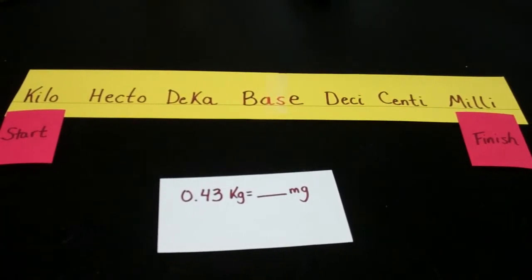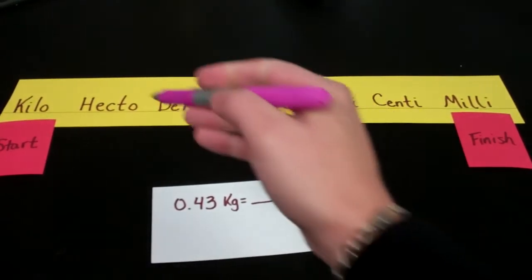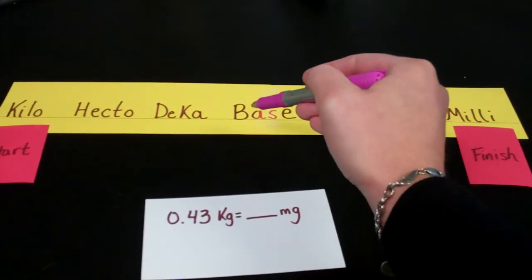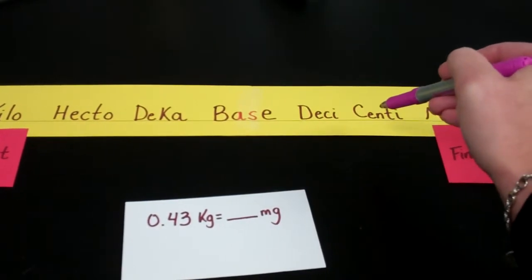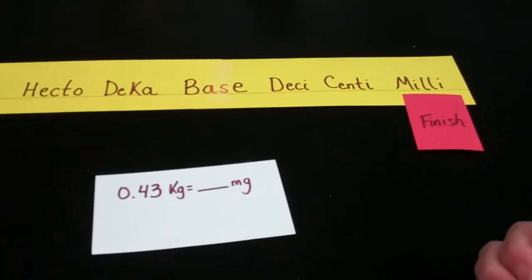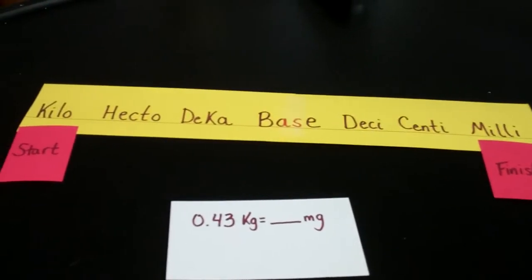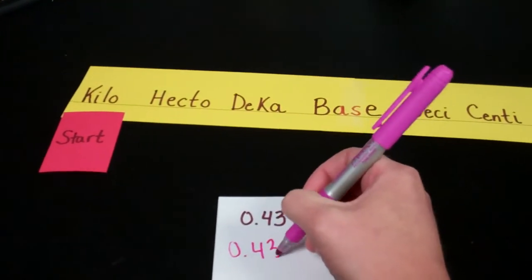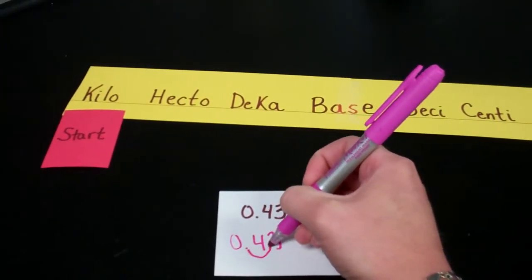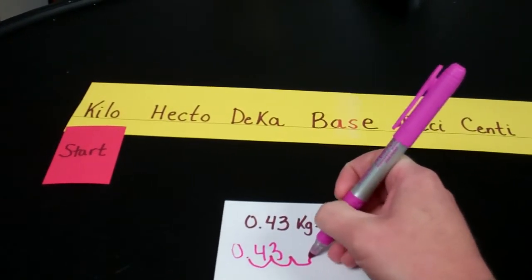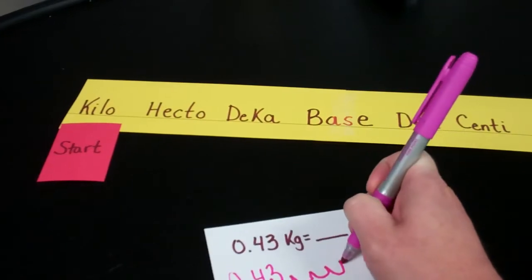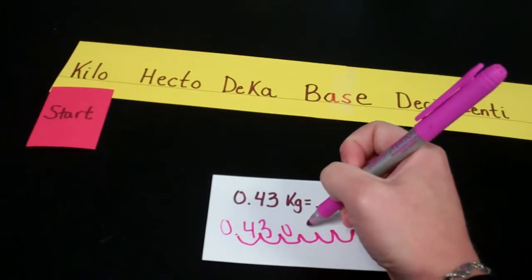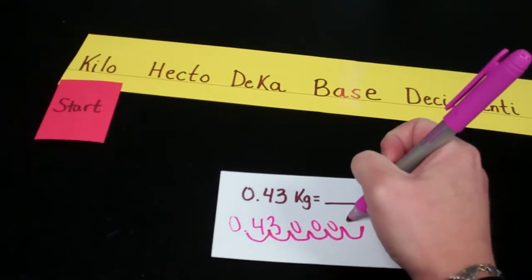So from start to finish, we would move to the right. How many places? 1 to hecto, 2 to deca, 3 to base, 4 to deci, 5 to centi, and 6 to milli. So we would move 6 places to the right with our decimal. So once again, we have 0.43, and now we make our loops. 1, 2, 3, 4, 5, 6, decimal point. Add our zeros, 1, 2, 3, 4.